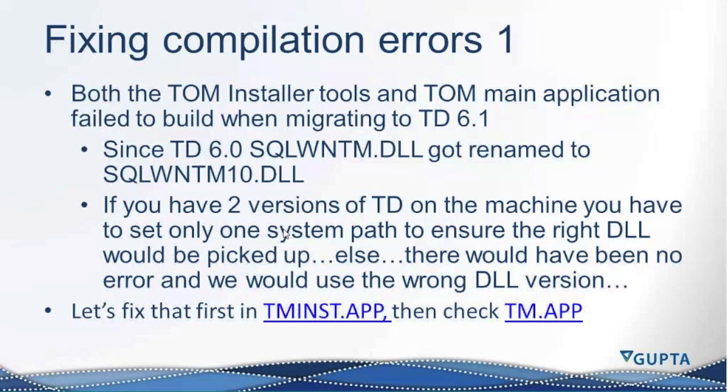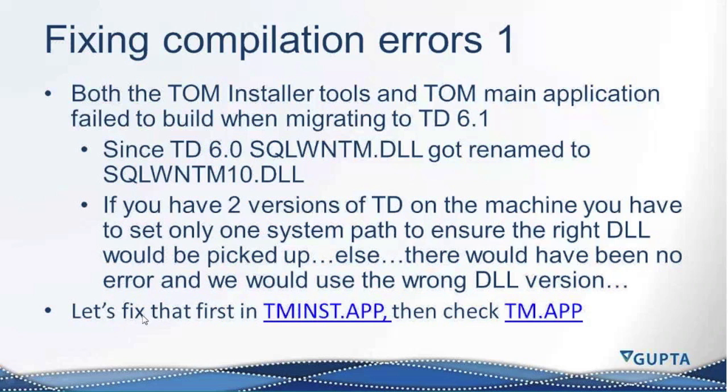So if I hadn't set up my path to TD 6.1, I would have probably picked up the SQLWNTM DLL from TD 1.5, and we wouldn't have gotten those two errors. Of course, if we don't find it, we don't fix it, and then when you run the application, you find runtime errors. So it's important that you set the system path correctly for the particular version that you want to use.